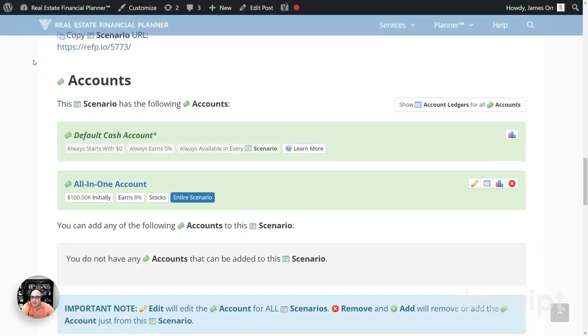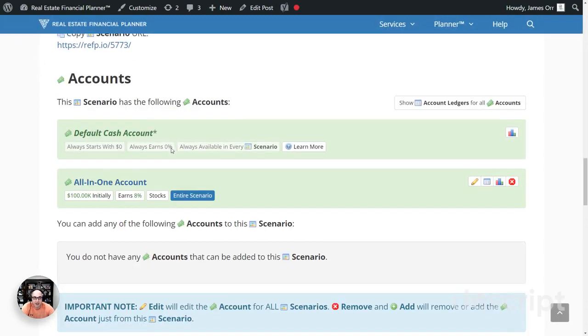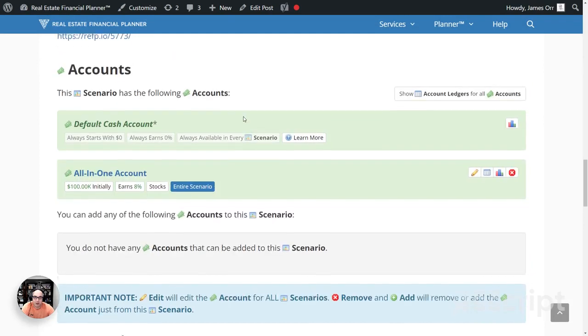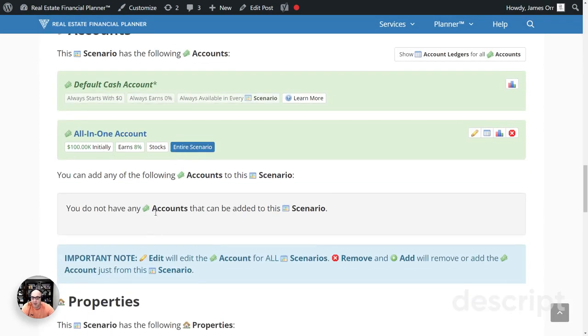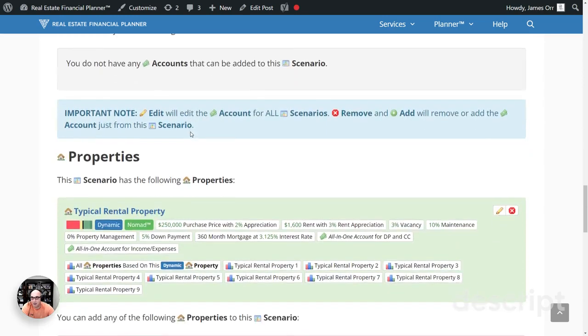All right, let's go back. All right, so we've set up the accounts. You show that those are there. And you have to make sure that when you're setting this up, you have all the accounts added to the scenario. So if you had accounts that you had made that you had not added, they would show up down here. And you need to make sure that they're showing up as green, that they're included in the accounts.